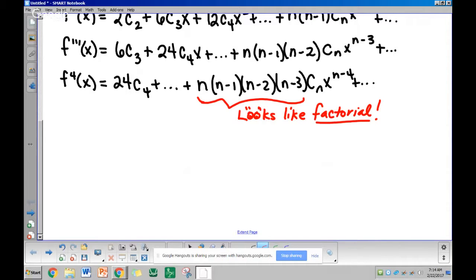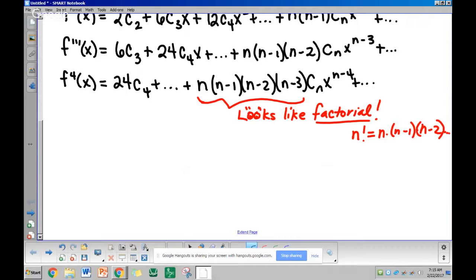And just a reminder, n factorial is equal to n times n minus 1 times n minus 2, and so on. Like 5 factorial is 5 times 4 times 3 times 2 times 1. So that's starting to look like a factorial. So we maybe can start to see the trend now.